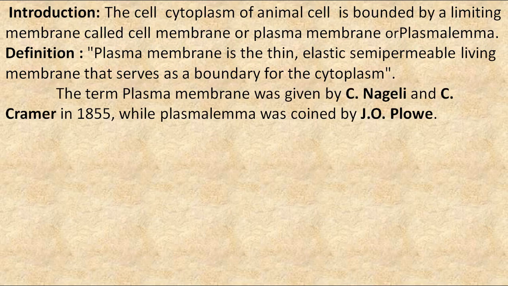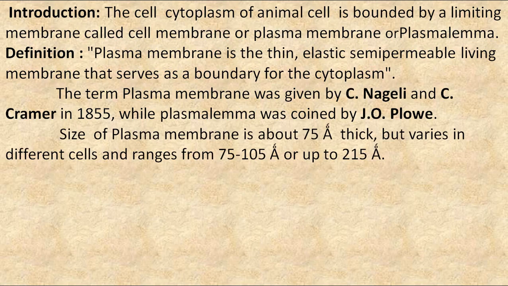The term plasma membrane was given by C. Nageli and C. Cramer in 1855, while plasmalemma was coined by J. Q. Plowe. The size of plasma membrane is about 75 angstrom thick, but varies in different cells and ranges from 75 to 105 angstrom or up to 215 angstrom thick.